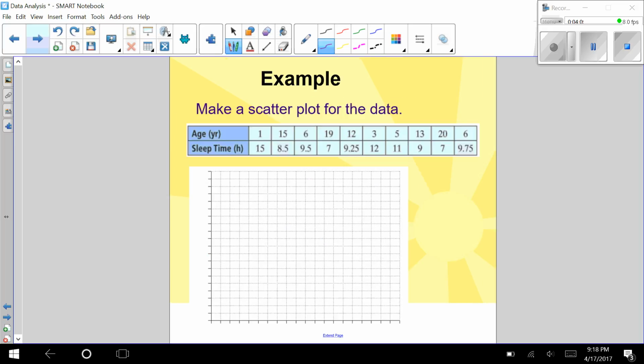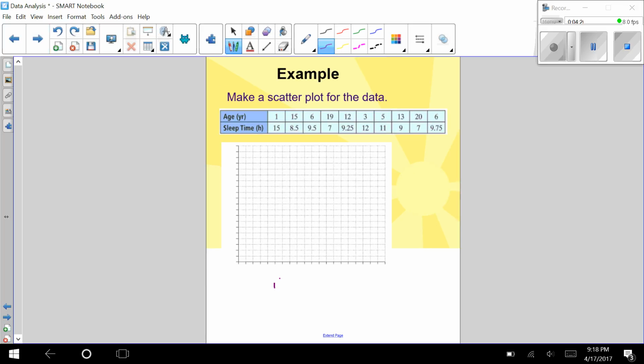So now we're going to make another scatter plot of this data. Just like before, we have to determine input and output. Well, I think that the amount of sleep you need depends on your age. So age will be our independent variable, and sleep time will be our dependent variable. So age, we have to get up to 20. So I think each line needs to be worth 1. I'm only going to label every 5 so that my graph doesn't get too cramped.